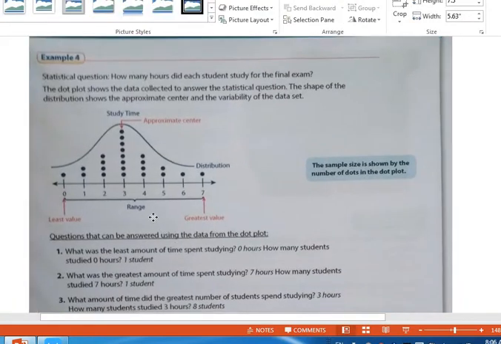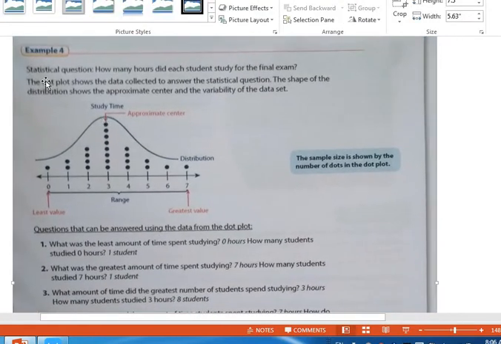Example 4. Statistical question: how many hours did each student study for the final exam? This is a statistical question.